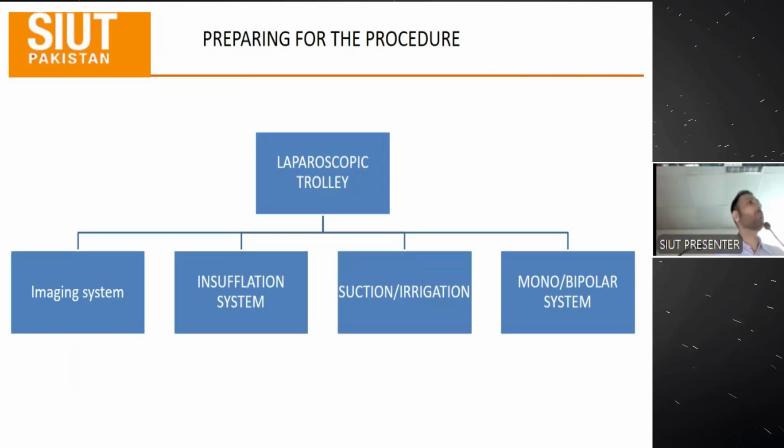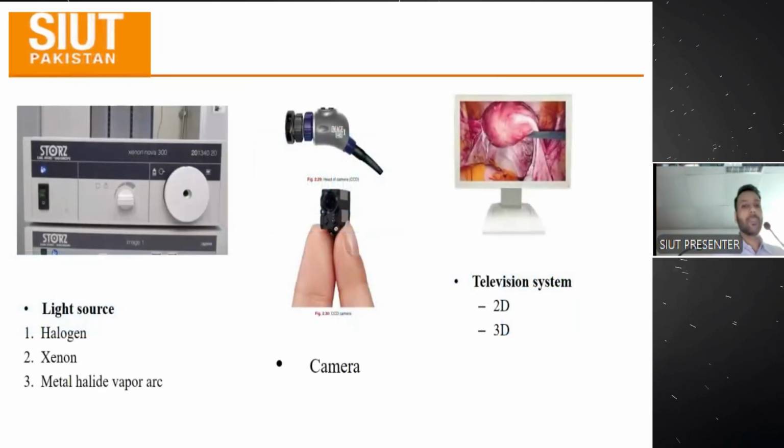So now I'm going to walk you through a couple of the devices that we see on the trolley of the tower. This is the light source that we see. It's one of the parts of the imaging system. The light source is usually halogen, xenon, or a metal halide vapor arc lamp.